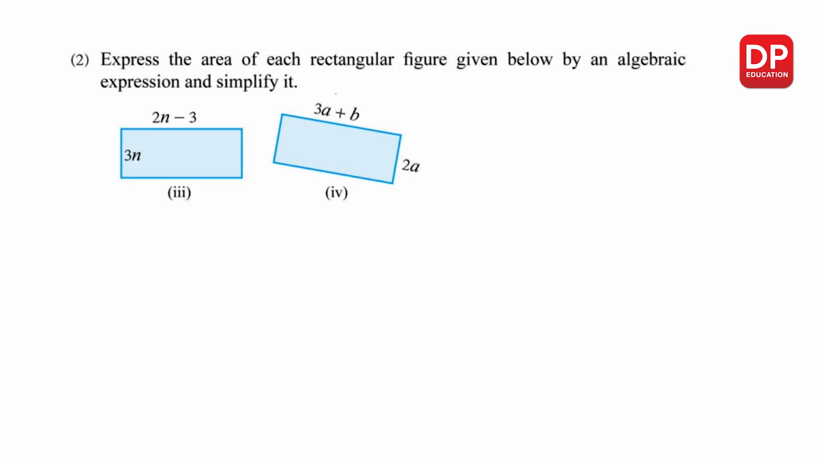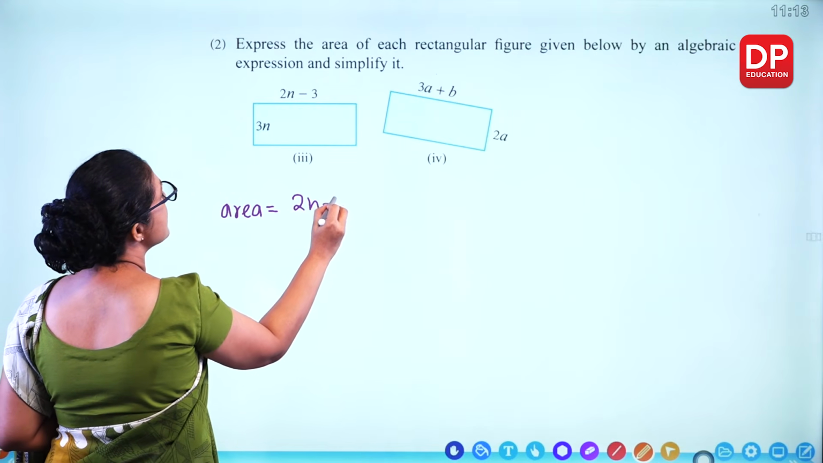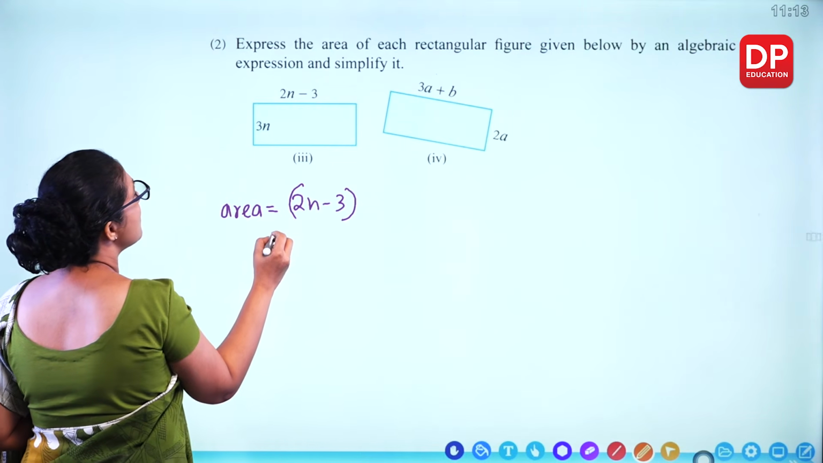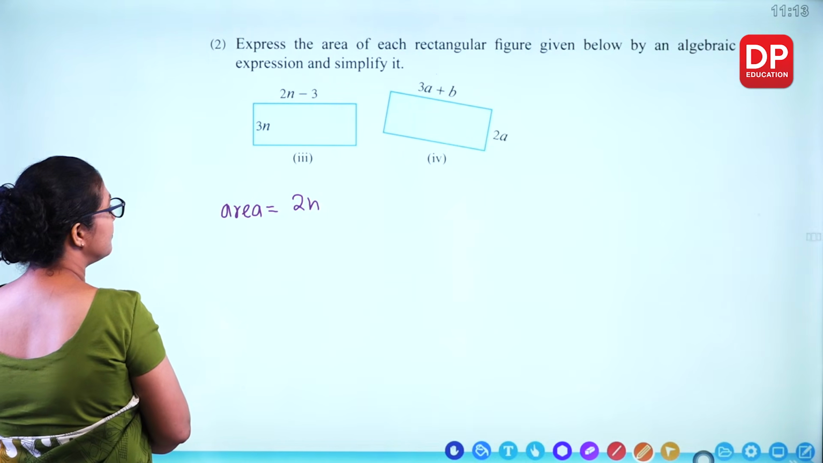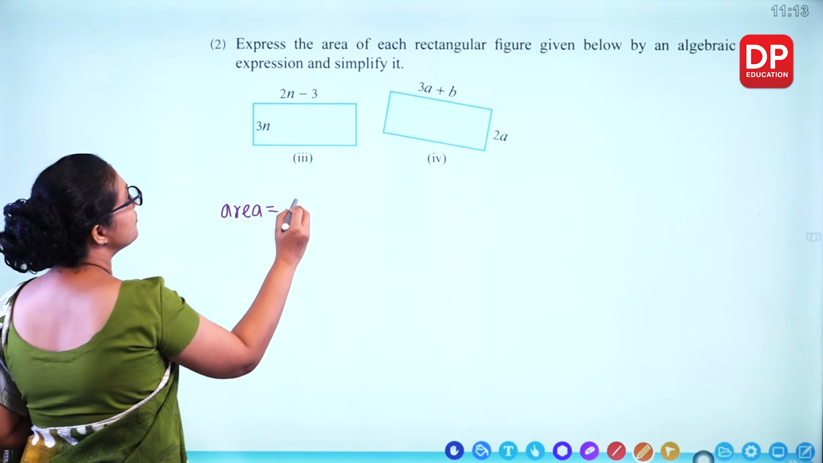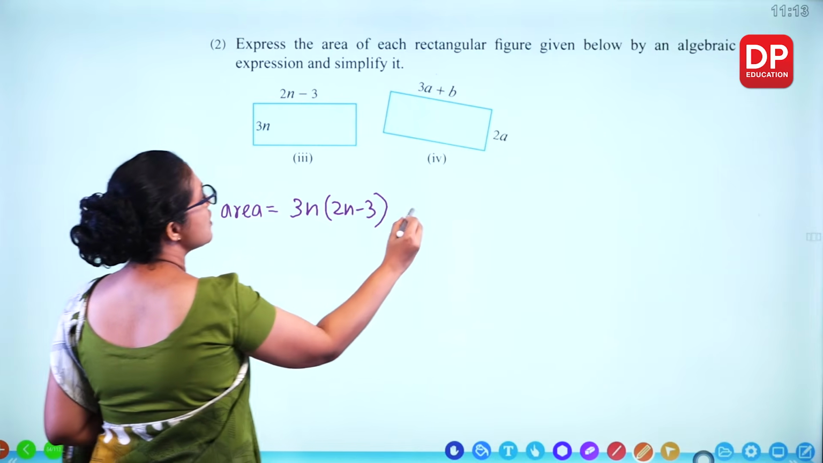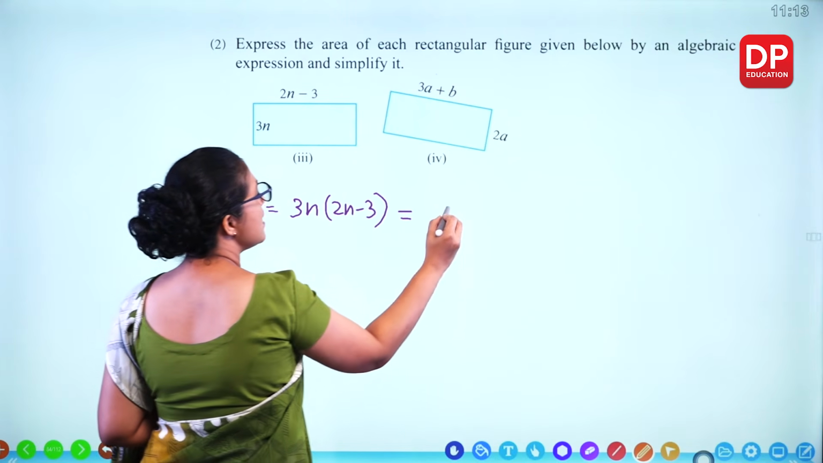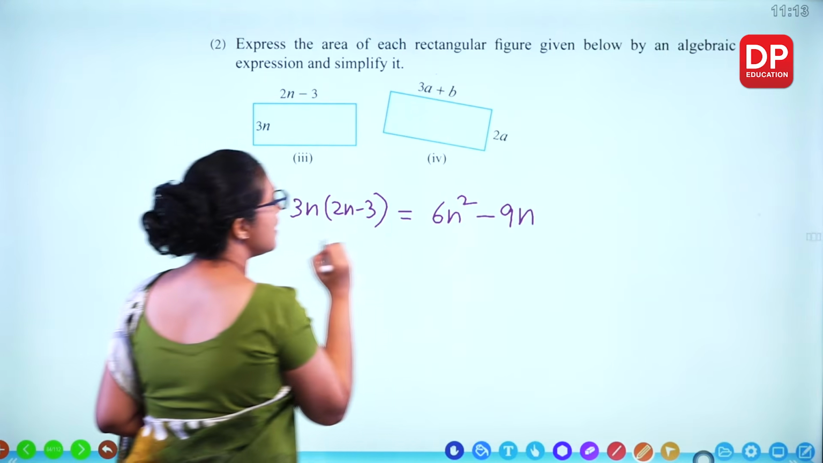Question number 2. Express the area of each rectangular figure given below by an algebraic expression and simplify it. Same question, third part. So what's the area? Length 2n minus 3 multiplied by 3n. So I'll write in front 3n times 2n minus 3. So when you simplify 3n times 2n, 6n squared. 3n and minus 3, minus 9n.